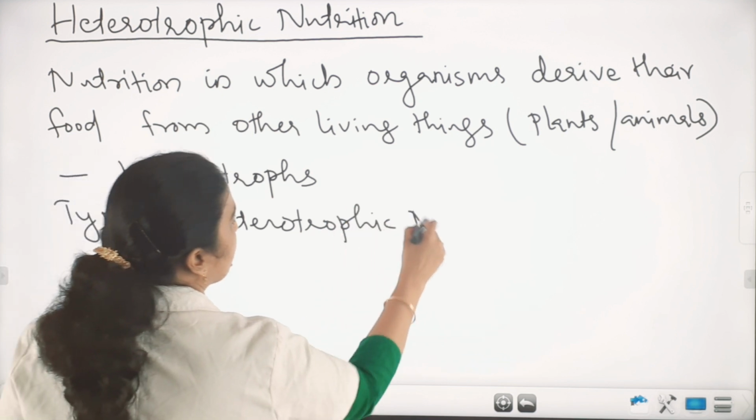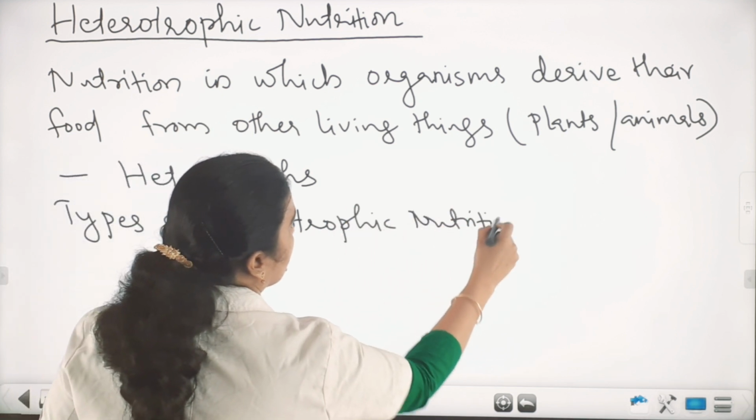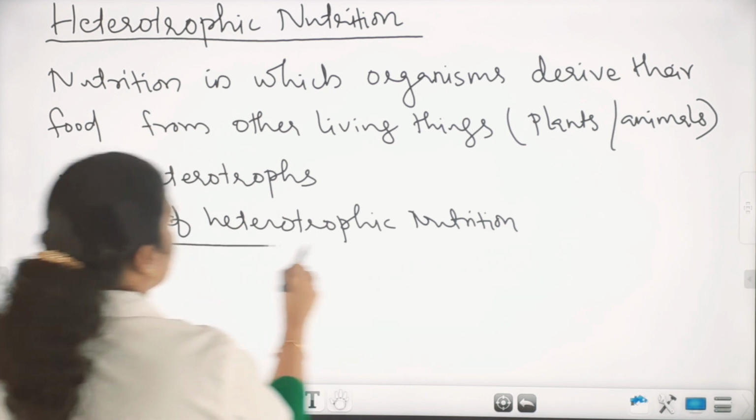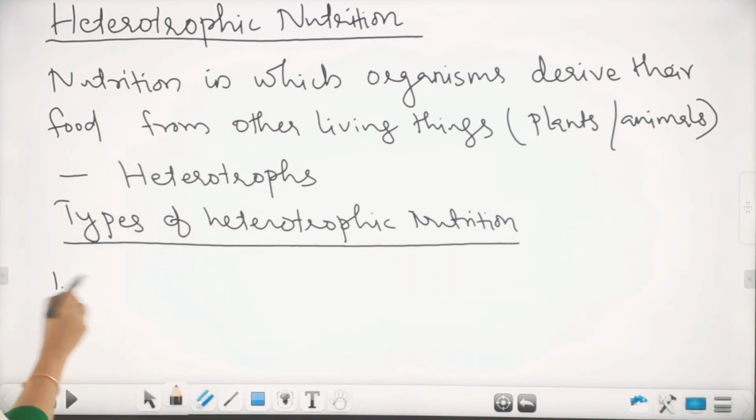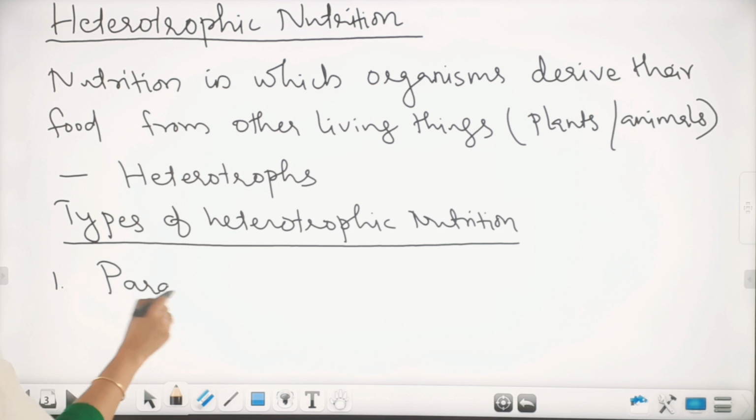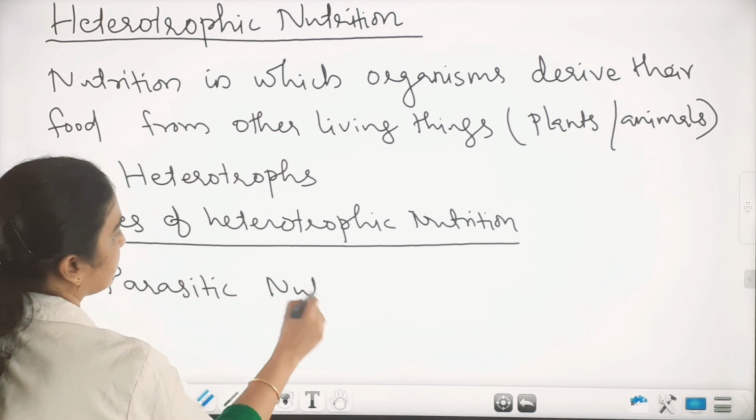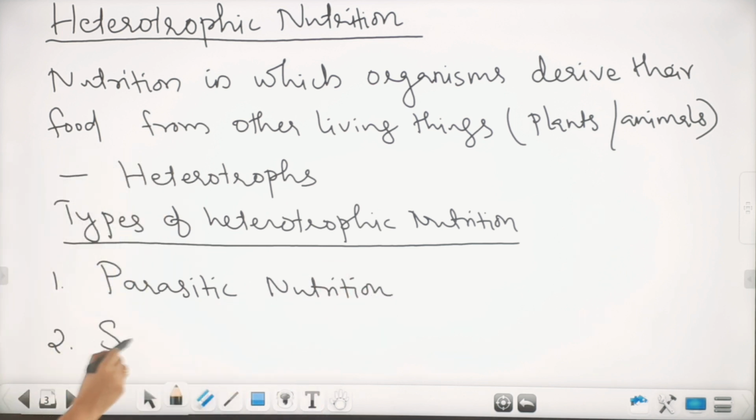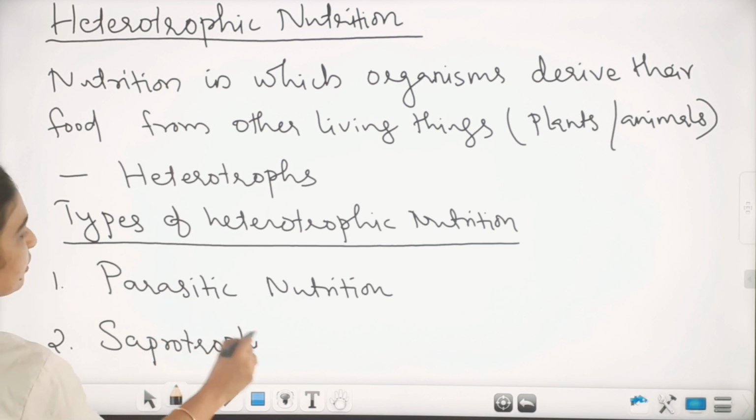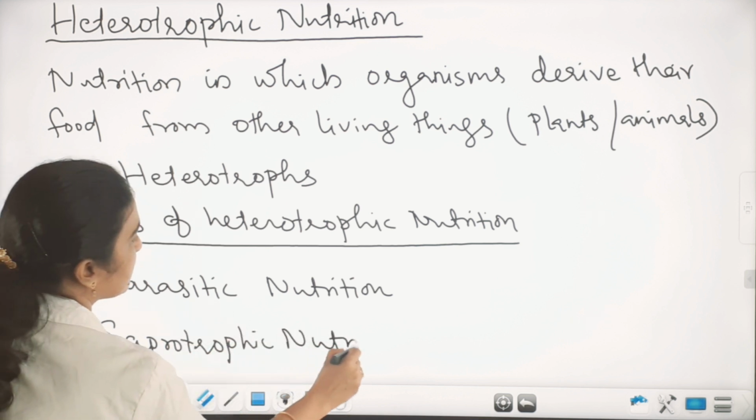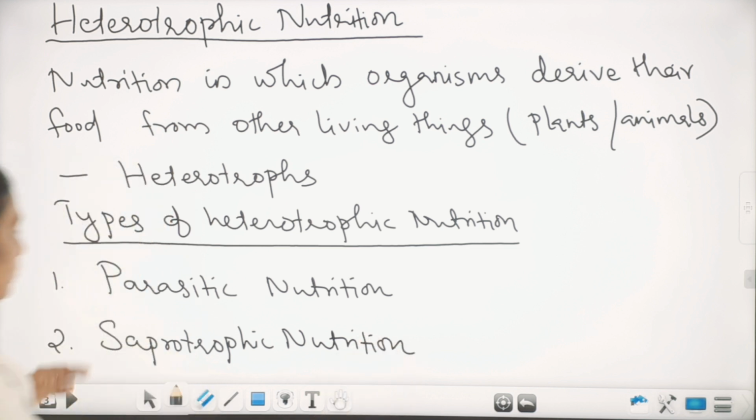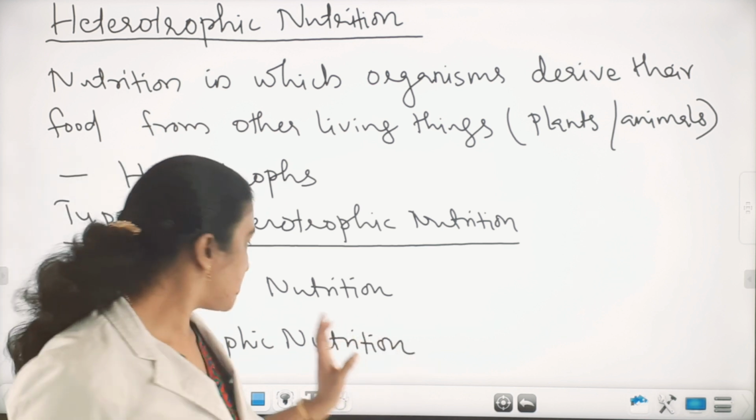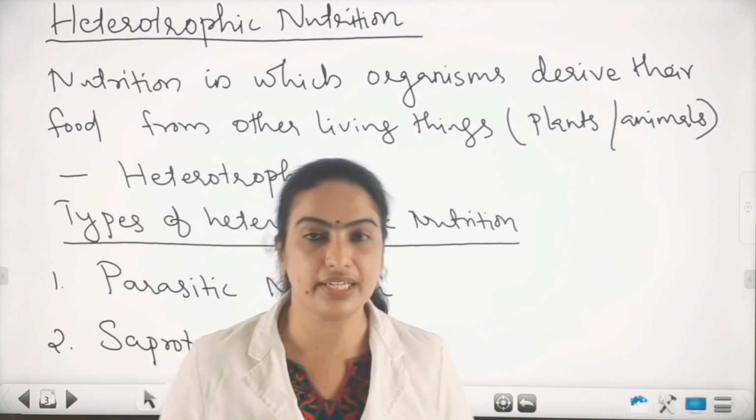Types of heterotrophic nutrition. The first one is parasitic nutrition. And the second one is saprotrophic nutrition. Now we can see the parasitic nutrition and saprotrophic nutrition in detail.